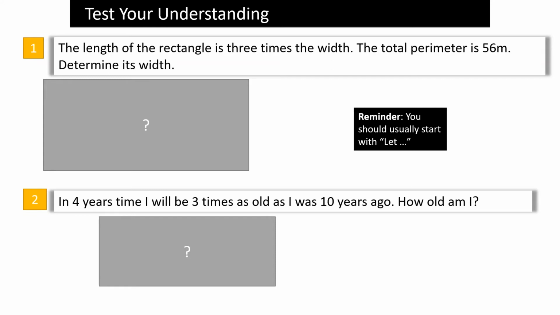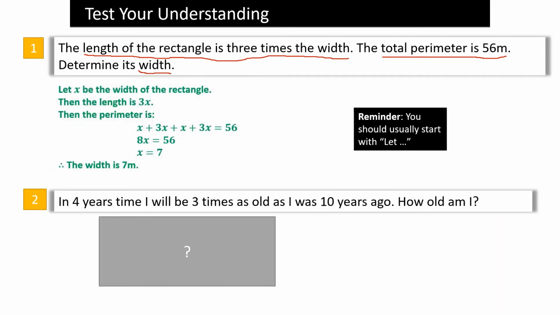Now it's important that we are able to underline some key bits of information from our question. So we're told that the length of the rectangle is 3 times the width. We also know that the total perimeter is 56 meters. Those are very important, and we're finding what the value of the width is. Now, because we have those bits of information, we can now let X be equal to the width of the rectangle. So therefore, the length is 3 times the width. So it is therefore 3x.